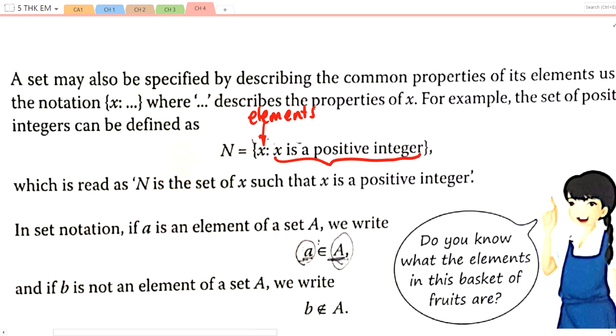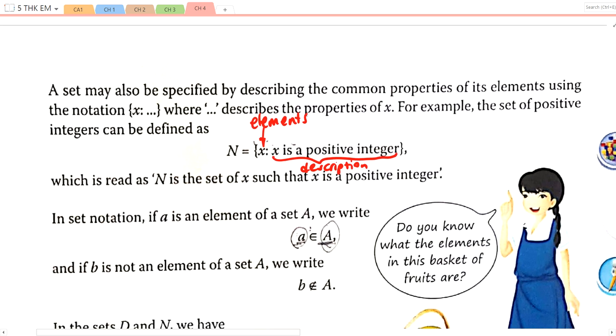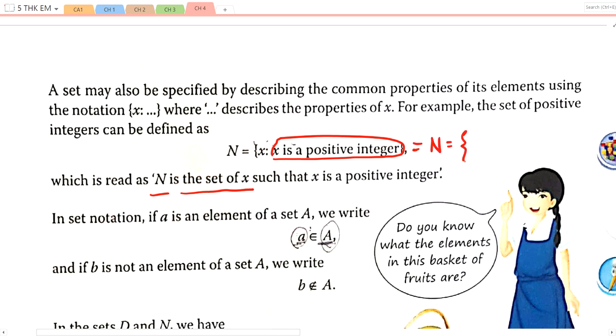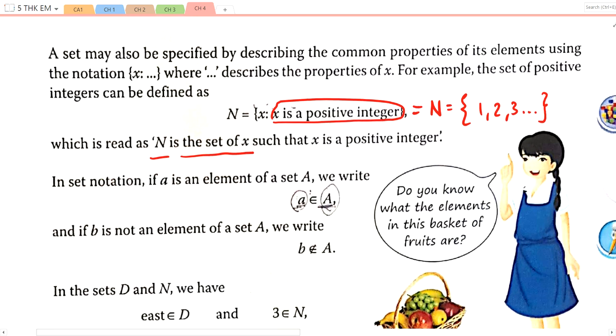And this is the description of the elements. So how we read this is that N is the set of x, such that x is a positive integer. So from here I know that the elements inside N will be 1, 2, 3, and so on. So this is the third way of writing it.